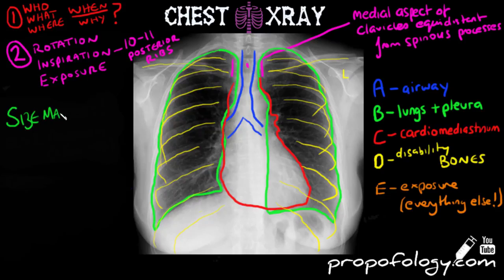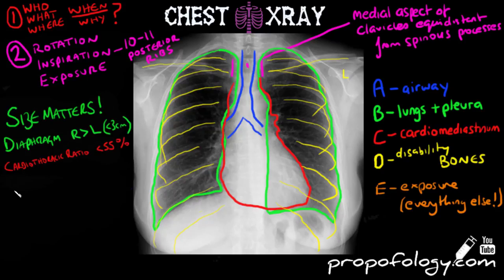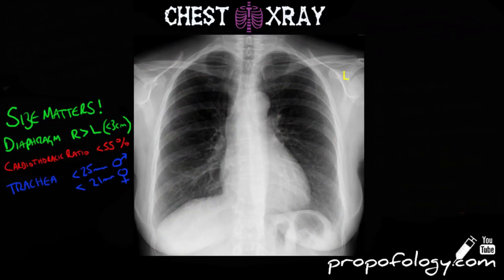Now that we've had a quick run around of the X-ray, we're going to start comparing sizes of different anatomical structures. So in the diaphragm, the right diaphragm should be higher than the left, but no more than 3 centimeters. In terms of the heart, the cardiothoracic ratio should be less than 55%, and what that means is that the heart should fill up no more than 55% of the thoracic cavity. The trachea should be less than 25 millimeters across in a man and less than 21 millimeters in a woman.